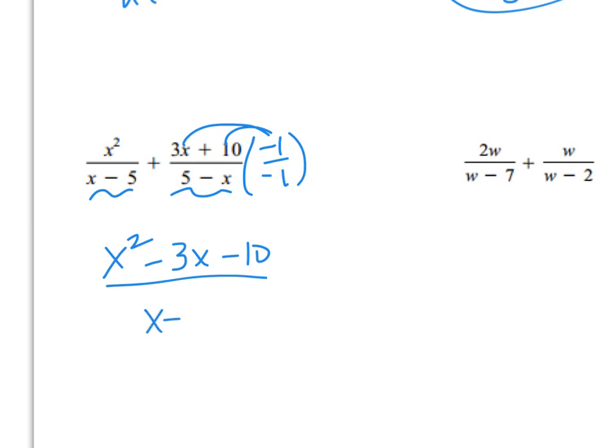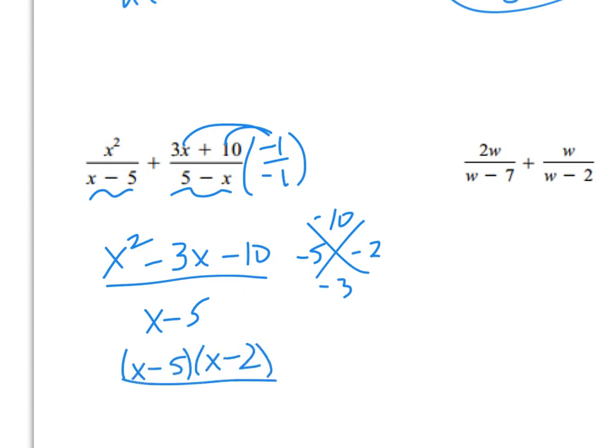over x minus 5. Let's see if that numerator factors. Multiplies to negative 10, adds to negative 3. That's negative 5 and negative 2. So I get x minus 5 times x minus 2 over x minus 5. So I do in fact have a common factor, which means my final answer reduces to x minus 2.